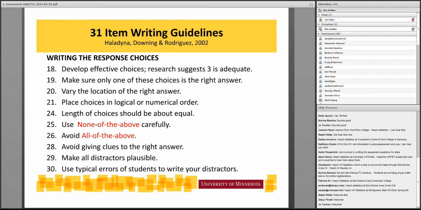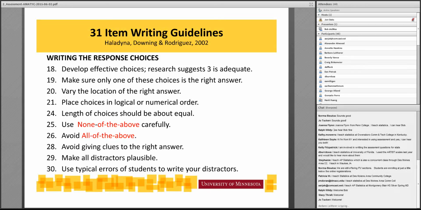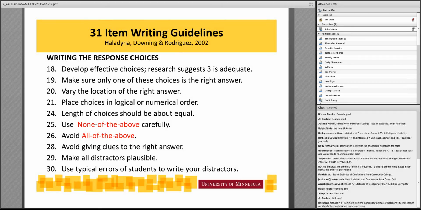Number 18, I really want to emphasize that, and excuse me, let me step back. These 31 writing guidelines are not just the opinion of these three authors. They went and reviewed all of the research that they could find and all the writings they could find on recommendations and research on writing multiple choice responses. And these are guidelines that they gleaned from that.